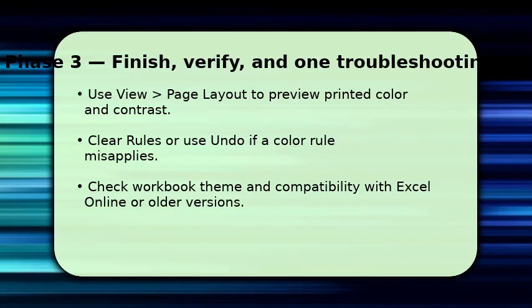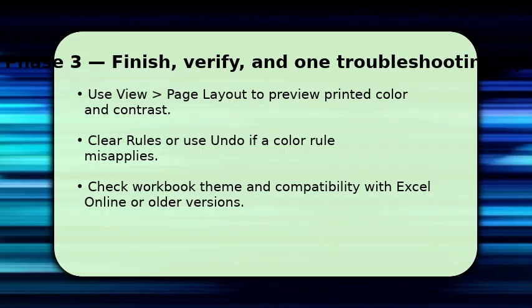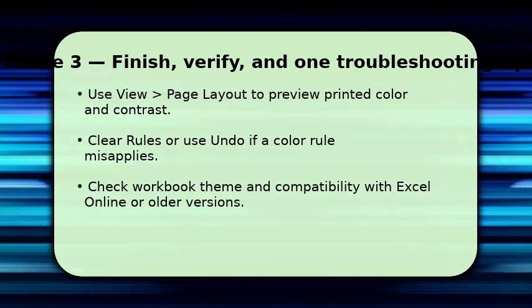If colors misapply, use Home, Conditional Formatting, Clear Rules, or press Ctrl+Z to undo recent changes. If problems persist, check workbook compatibility and Excel online differences. Make sure theme or exact RGB values survived file conversion, because that often causes unexpected color shifts.